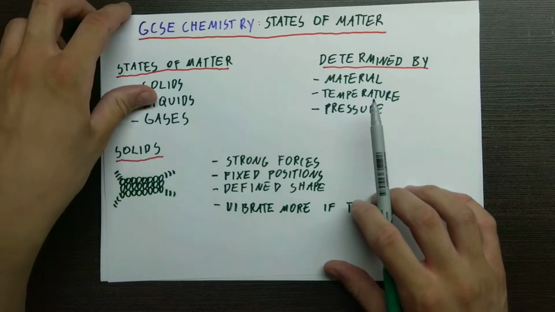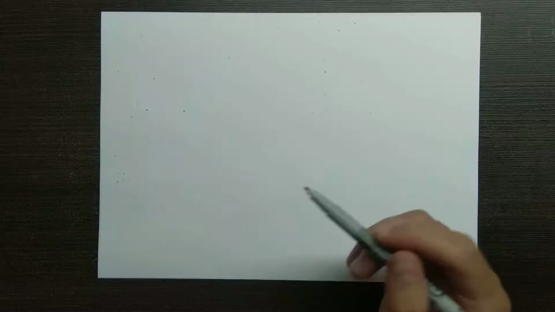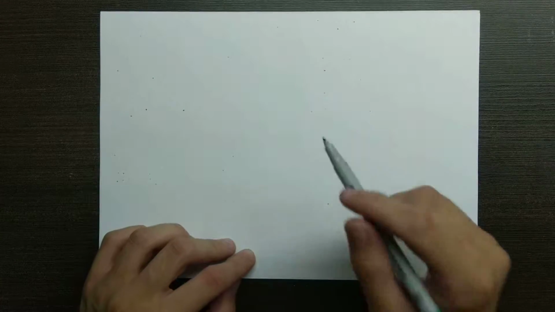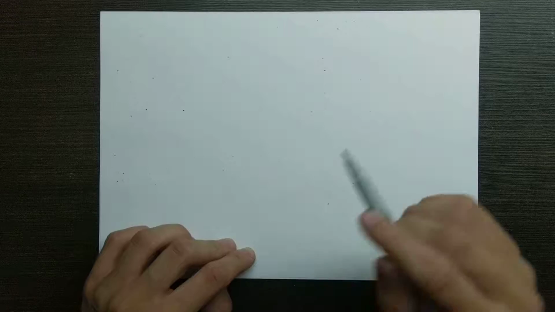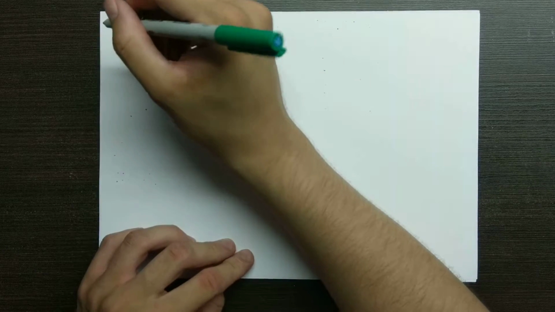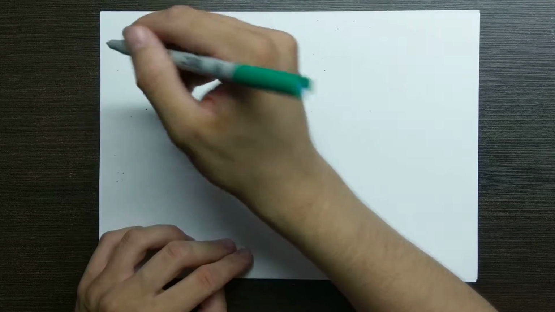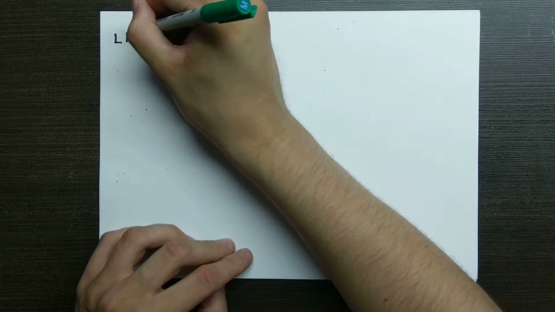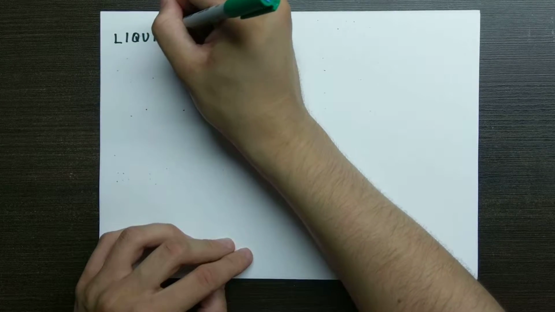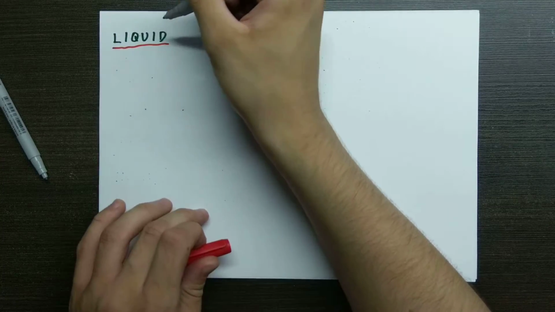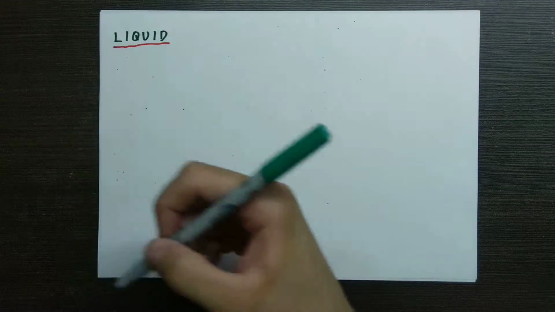Okay, so that's solids. Now, what happens if we heat up that solid? If we keep heating up that solid more and more, these molecules start to vibrate more, they start moving around more, and then eventually that solid will melt. And what does that mean? That solid will become a liquid. So let me write that down quickly. There we go. Okay, so that solid will become liquid.